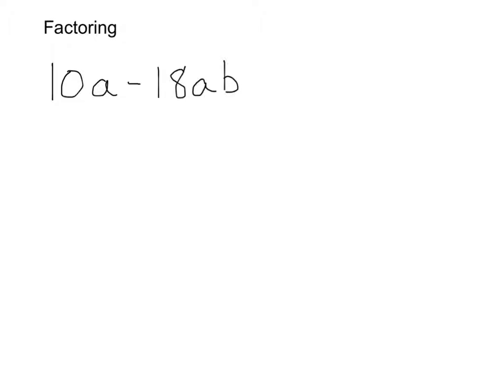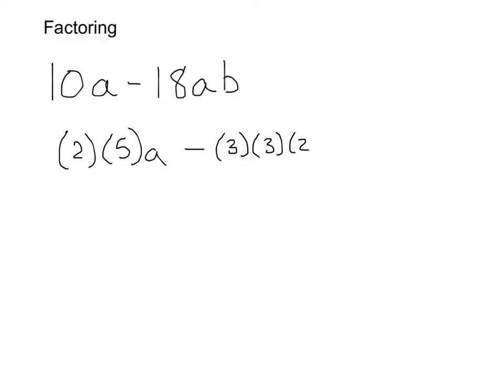Prime meaning the numbers that are prime. So what is 10 the same thing as? 2 times what? So 10 is 2 times 5 times a. So 10a is the same thing as 2 times 5 times a, isn't it? Minus 18 is the same as 9 times 2, and 9 is the same as 3 times 3, right? So 18ab would be the same as 3 times 3 times 2 times A times B, right?